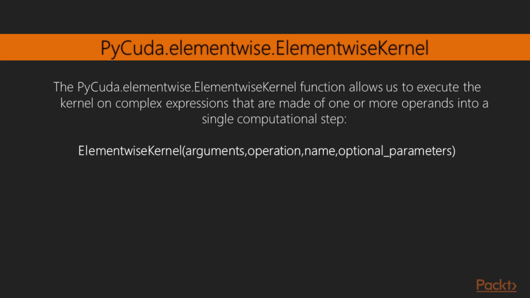The PyCUDA.elementwise.elementwise kernel function allows us to execute the kernel on complex expressions that are made of one or more operands into a single computational step, which is as shown here.